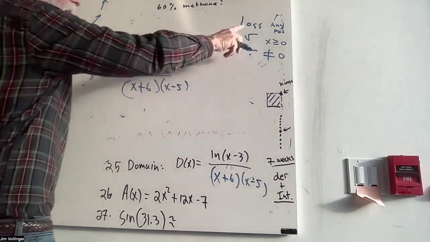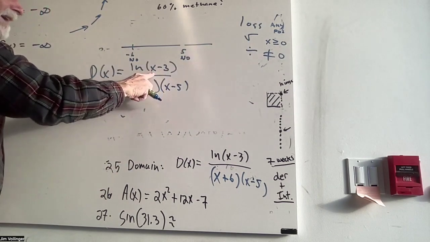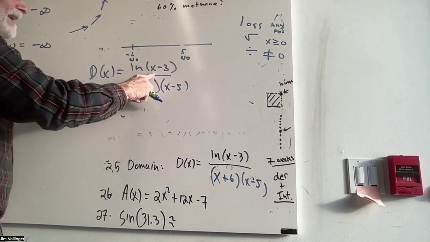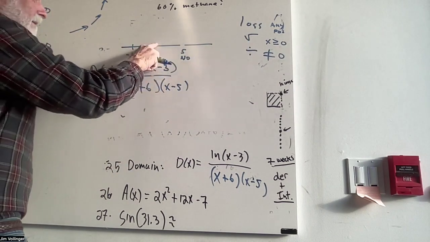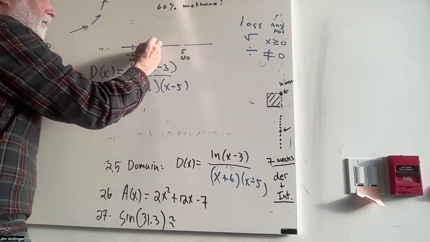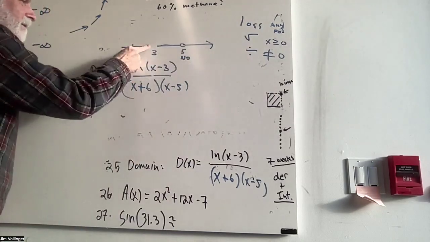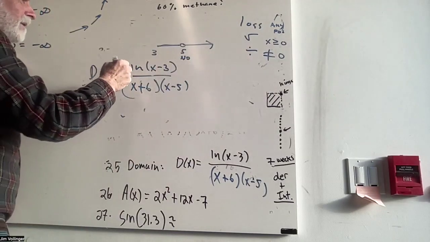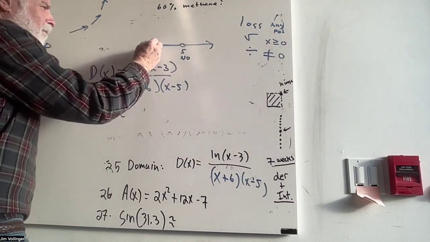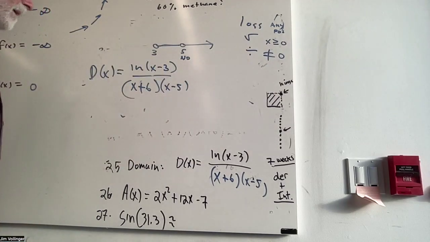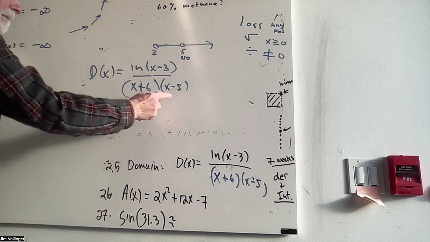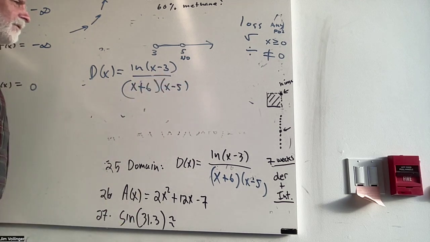Okay, logs have to be positive. So the parentheses has to be positive. That tells me I got to be bigger than 3. I can't use 5. So far, that's true. This is no longer a consideration. And bigger than 3 means open circle. All right, and what else do I have? That's it, I guess. I've already done the division consideration.